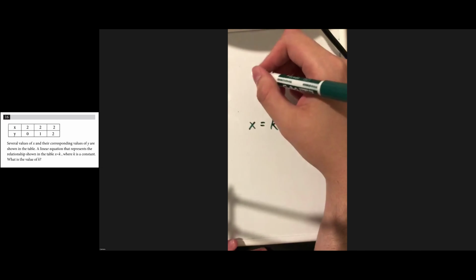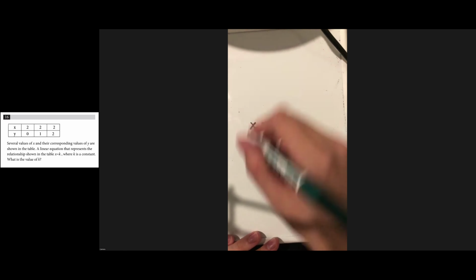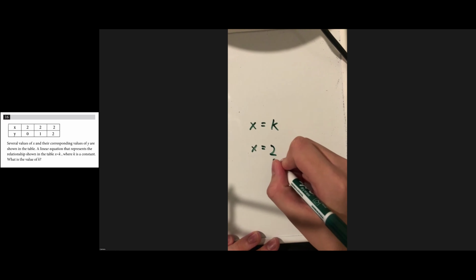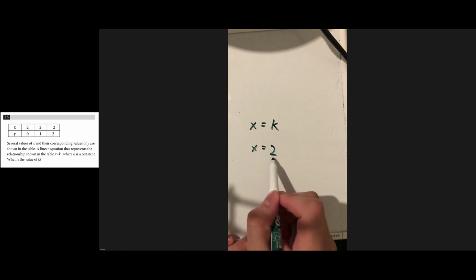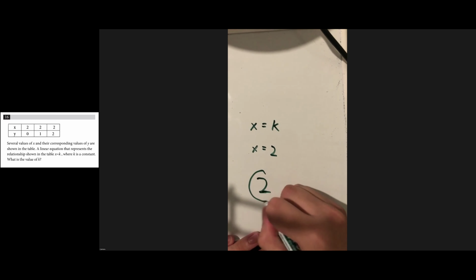Okay, so for this one, we're given a table and we're given X values of 2, 2, and 2, and different Y values for the same X value. And so that means no matter what, X is always equal to 2. It doesn't matter what Y is, X is always equal to 2 in the table. And so if X is equal to 2, then K has to also be equal to X, which is also 2. So K is equal to 2. And that is the correct answer.